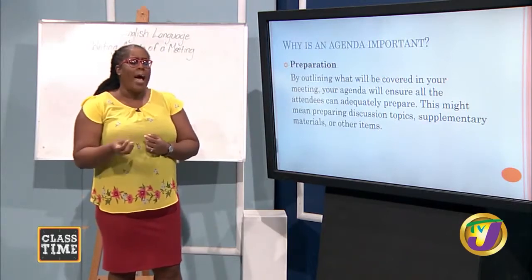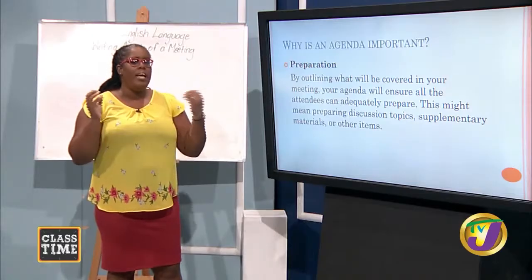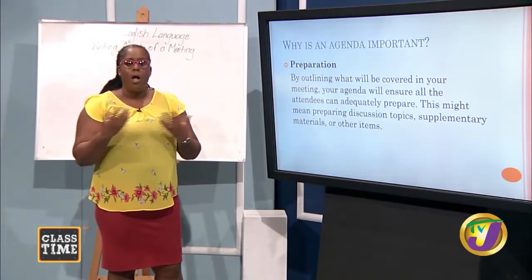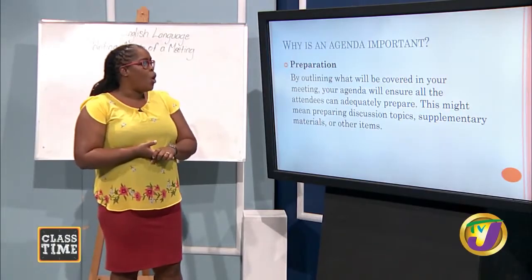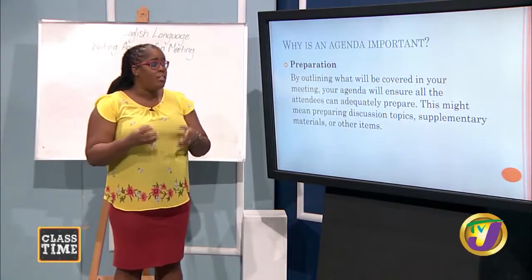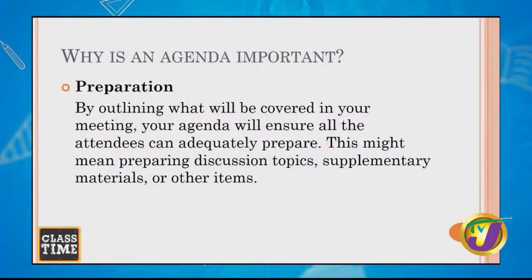All right. Why is an agenda important? It's very important. As I said before, it is a plan, an outline of all the things to be discussed in the meeting, right? An agenda is important because of preparation. By outlining what will be covered in your meeting, your agenda will ensure all the attendees can adequately prepare. This might mean preparing discussion topics, supplementary materials, or other items.